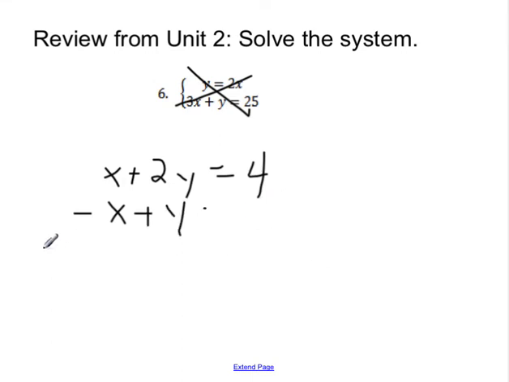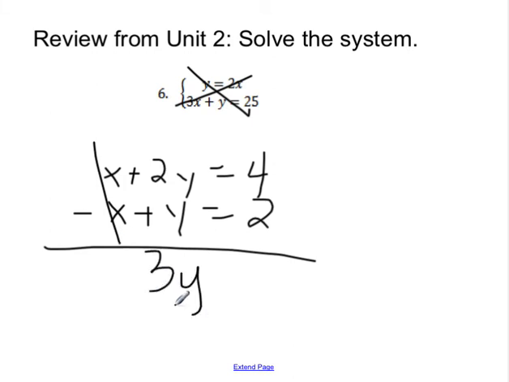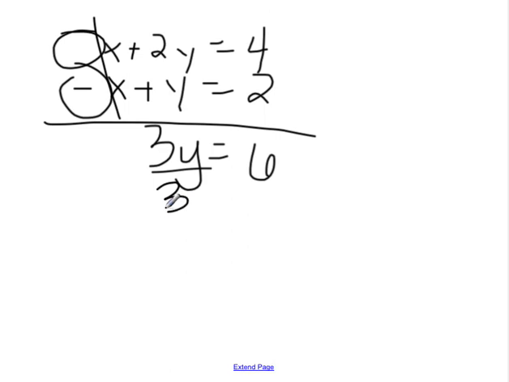So now we're going to go ahead and add down those columns. So x minus x is going to cancel out. 2y plus y is going to give you 3y. 4 plus 6, or plus 2, is going to give you 6. Now remember, I could just go and add down the columns because I had the same coefficient with opposite signs. So now I'm going to go ahead and solve this for y. So I'm going to divide both sides by 3, and I get that y is equal to 2.